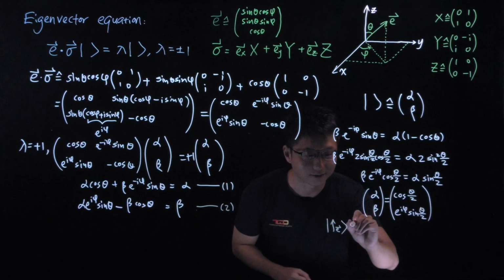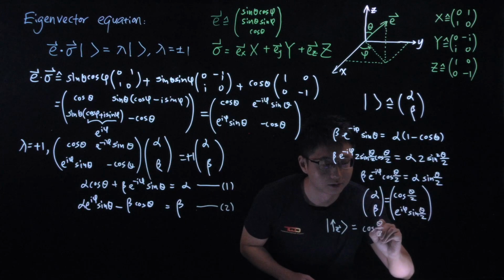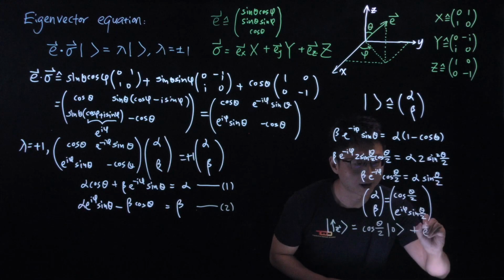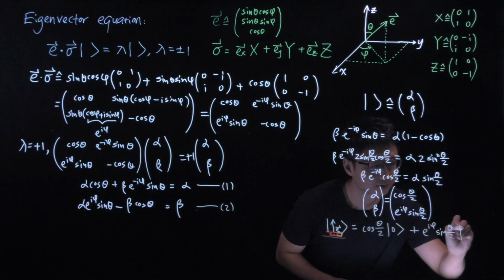That is simply given by the cosine of theta over 2 with the 0 ket plus e to the power of i phi sine of theta over 2 with the 1 ket.